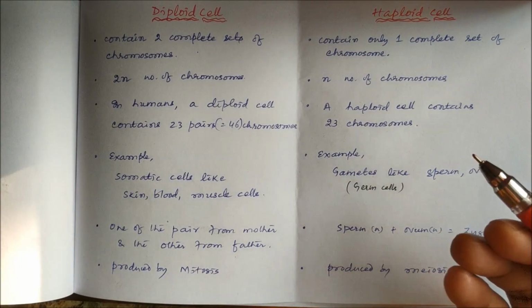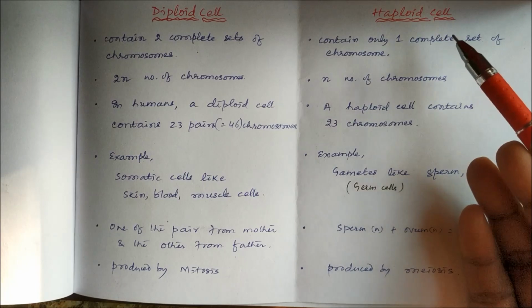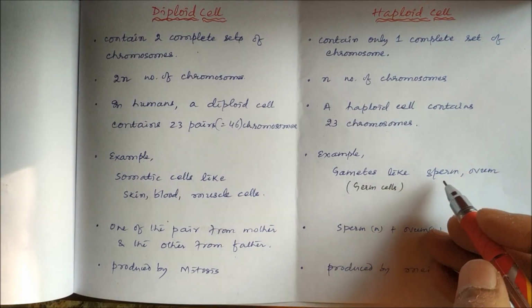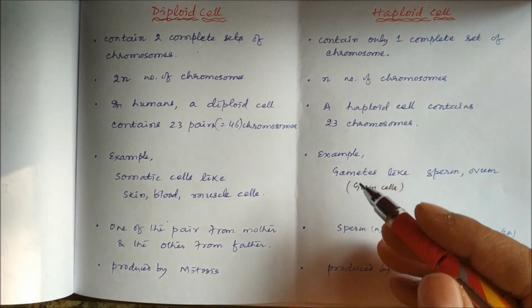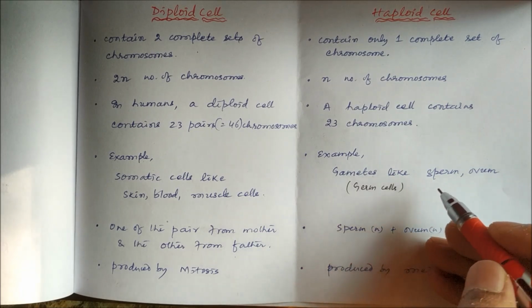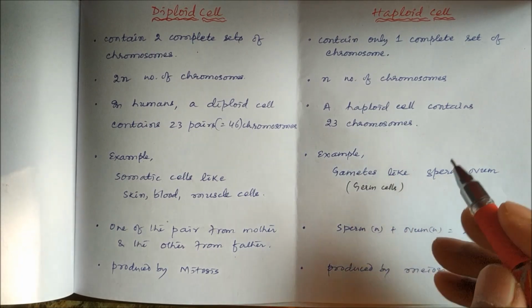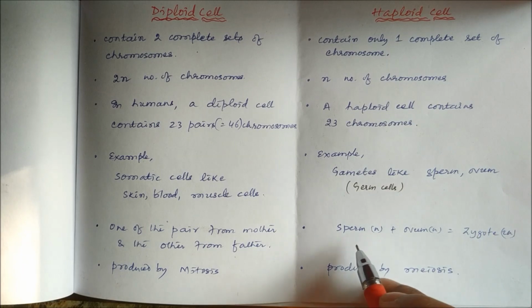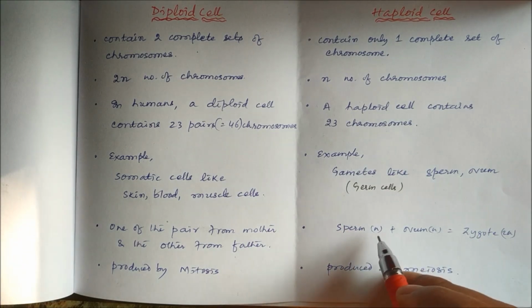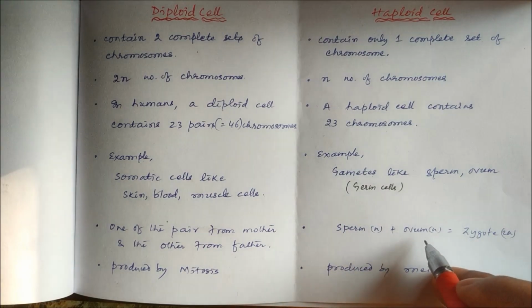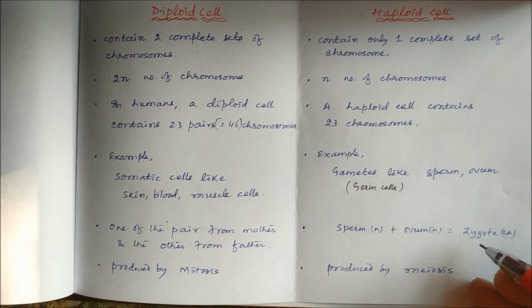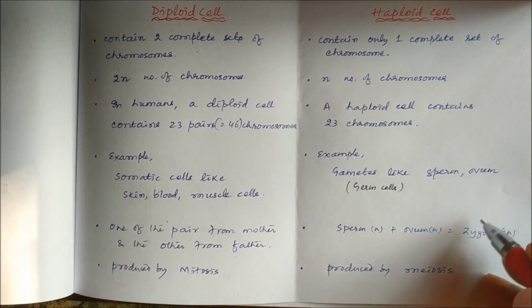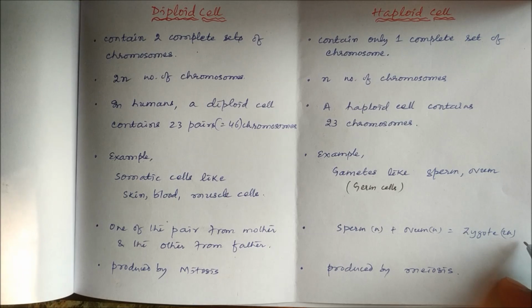Whereas in case of the haploid cell, for example the sperm, ovum, the gametes, there are n number of chromosomes. So when the sperm and the ovum combine together, they form the zygote, and now this zygote has 2n number of chromosomes. Now this zygote divides.